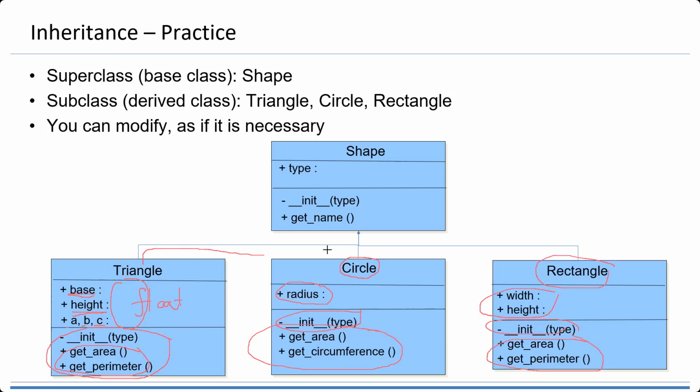And this line shows that it is the inheritance issue. The inheritance means the triangle inherits the properties from the shape. Circle also inherits some of the properties of the shape, and rectangle also has some properties from the shape. Now, how to create this class?